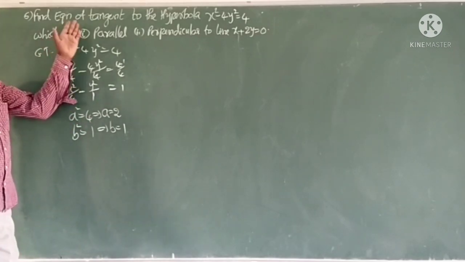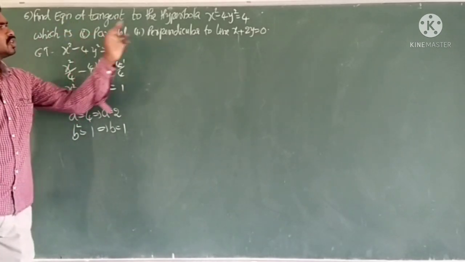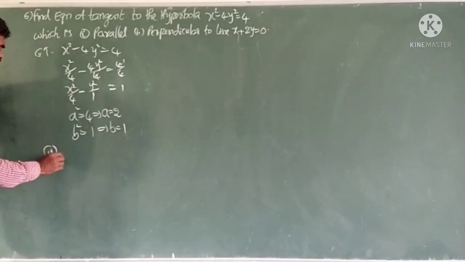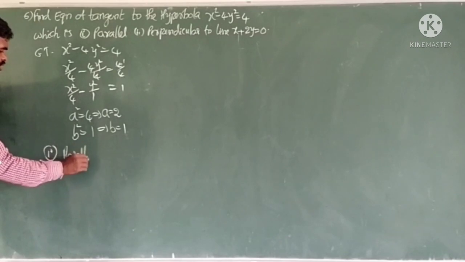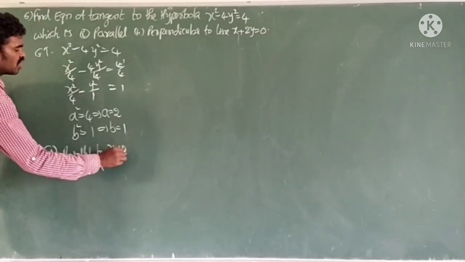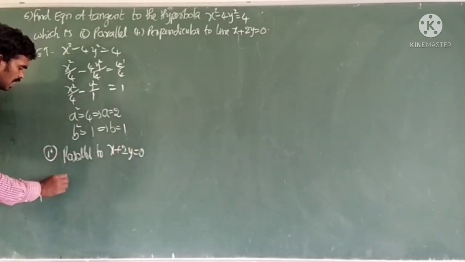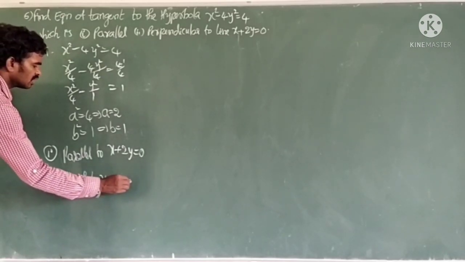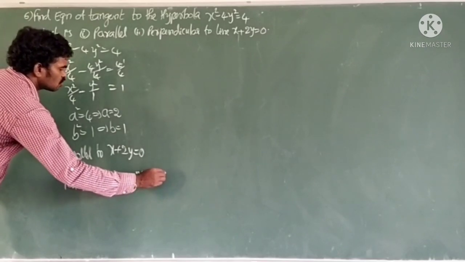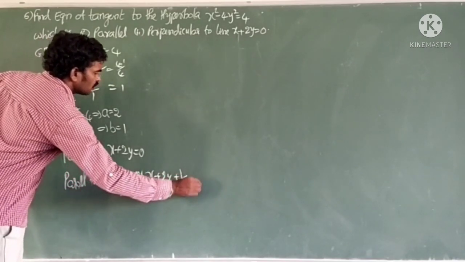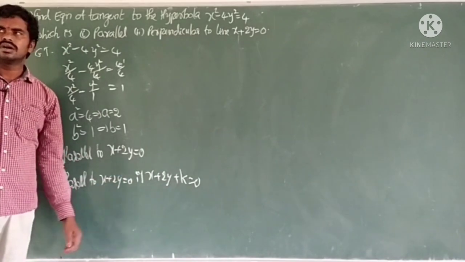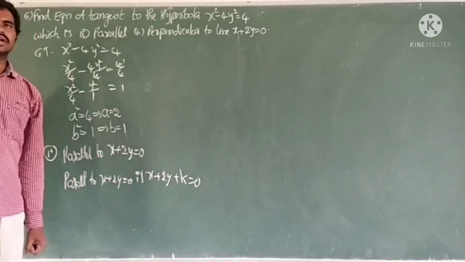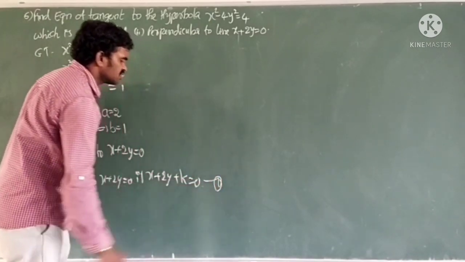And given, we have to find the tangent equation that must be parallel to x plus 2y equal to 0. That is the first one. So the first one is parallel to x plus 2y equal to 0. So what is a parallel equation? Parallel to x plus 2y equal to 0 is x plus 2y plus k equal to 0. So this is the required equation, but here we don't know k. By applying the tangent condition we can find the k value. First, let us take this as equation 1.